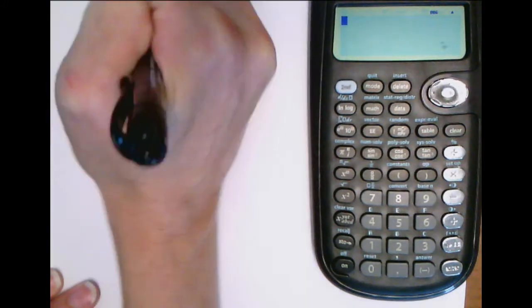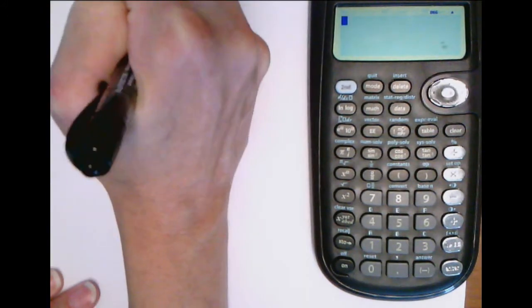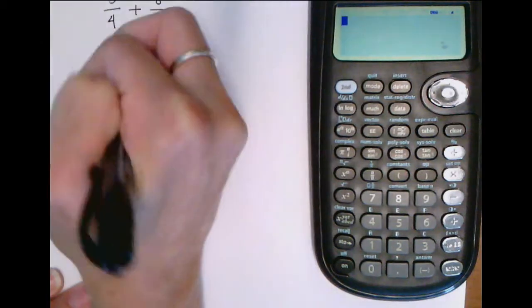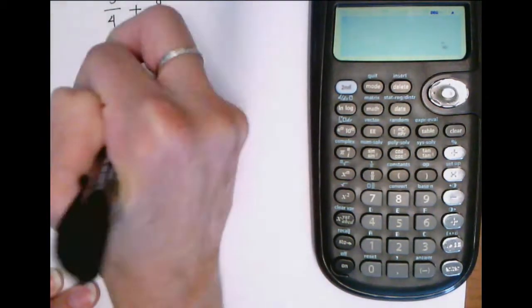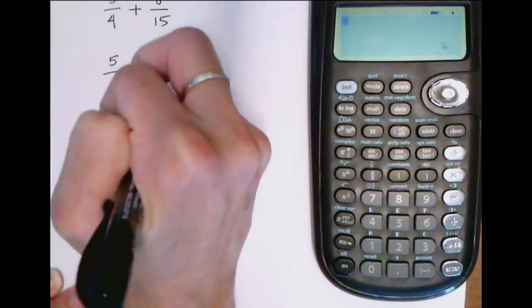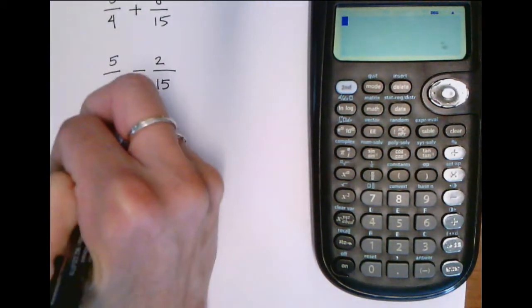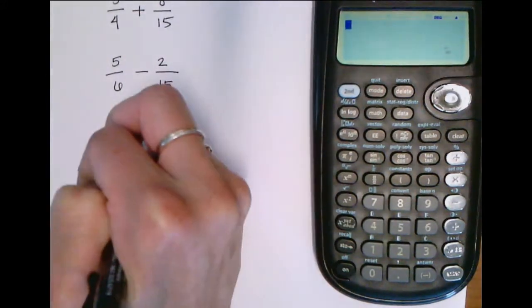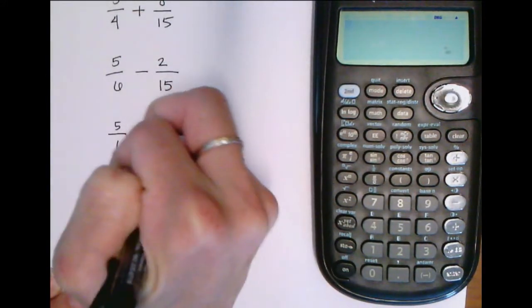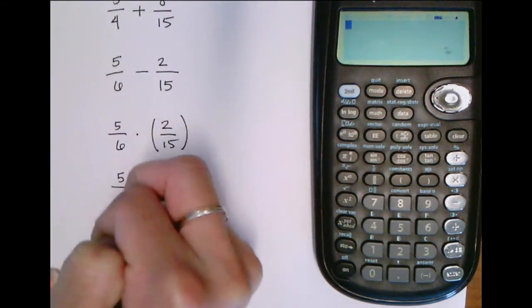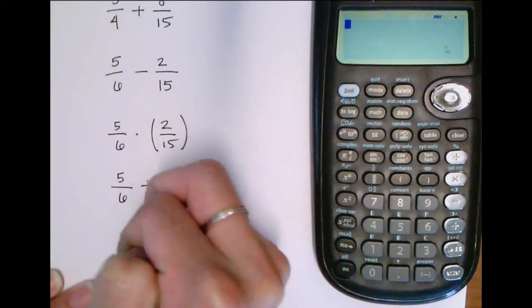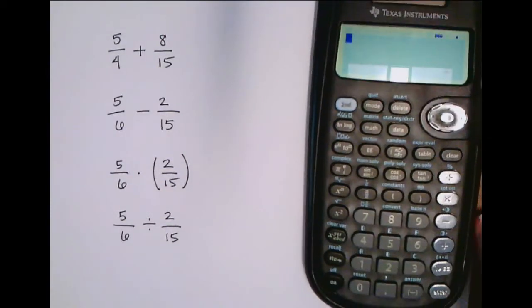Let's do like 5/4 plus 8/15, 5/6 minus 2/15. Let's do some multiplication. And let's do some division. I'll just go ahead and use these numbers as they are. Perfect. Cool. So let's just work with those problems.